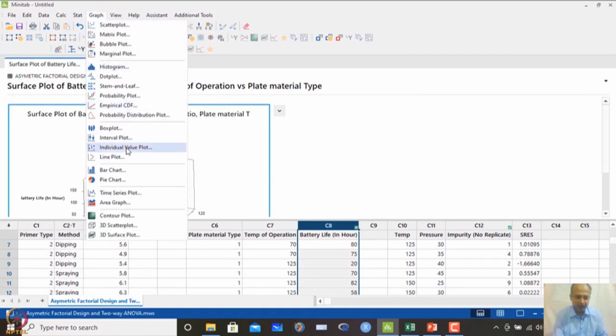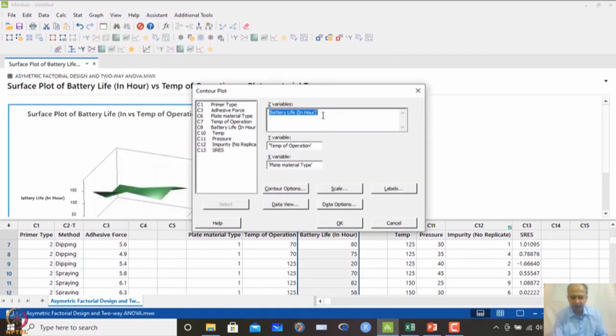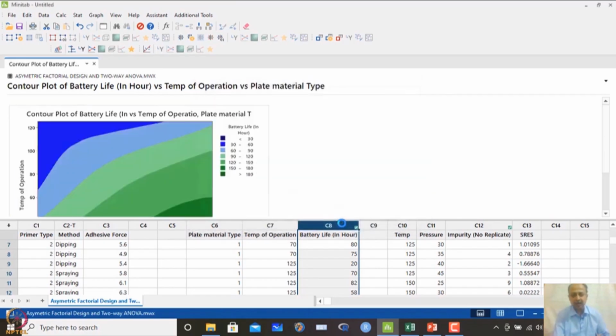So, if you go to graph and go to contour plot over here, and you select battery life, temperature and plate material types, then generally the variables should be continuous, treated as continuous variables, and we do the contour plot. But for the sake of simplicity, we are doing this; we will take another example where all the variables are continuous, and in that case it will be more relevant, but I am just showing you the options that we have.